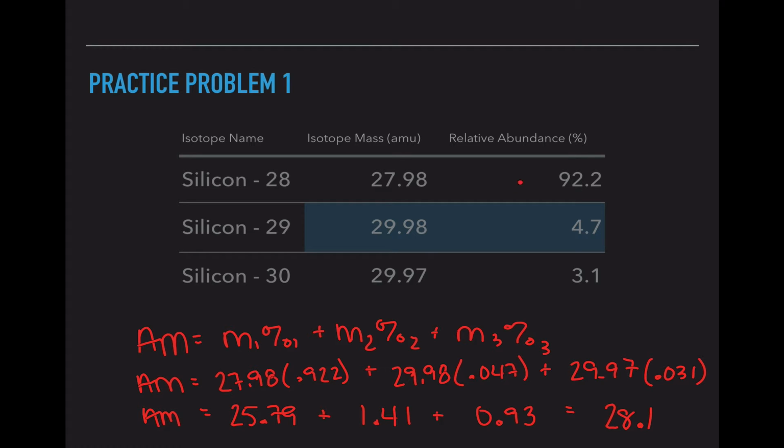Now, if we look at these numbers, we can just do a comparison to give us an idea of where our average atomic mass should end up. So since the first isotope makes up over 92% of that abundance, our final mass should be closest to this mass. And it was. 27.98 and 28.1 are very, very close. So looking at the percents, we can determine which one affects the mass the most.